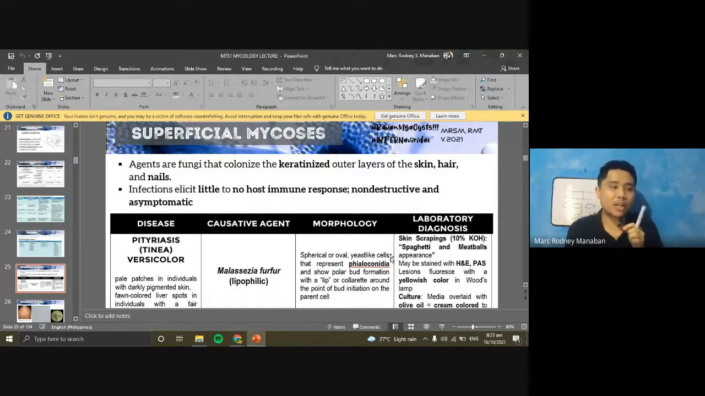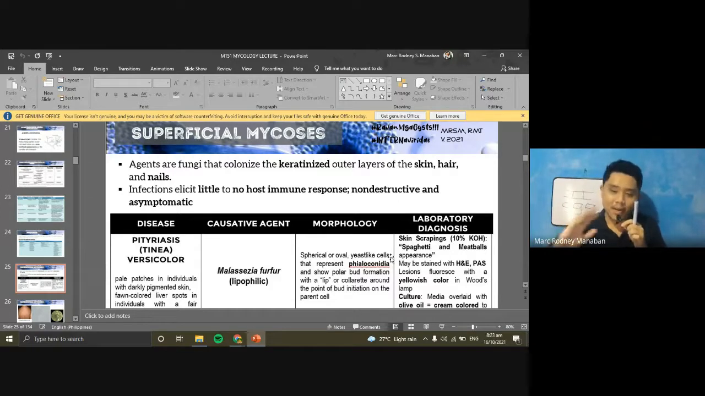From the name superficial, it only affects the very outermost layer of the skin. Now, they all elicit little to no host immune response because again, they are only on the surface. So it's possible there is no tissue involvement and the immune system is not triggered. And majority of them are cosmetic problems rather than medical problems because they cause changes in the skin.